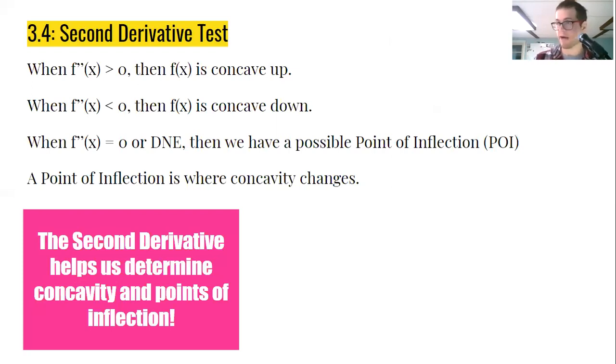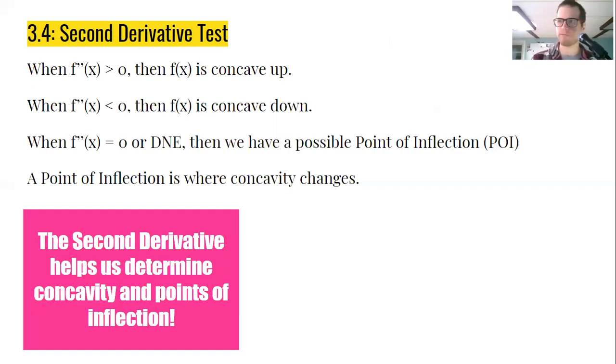So as you can see, when the second derivative is positive, f of x is concave up. When the second derivative is negative, then f of x is concave down. When it's equal to 0 or does not exist, it could be a point of inflection. So we don't call it a critical point for the second derivative. It's just a possible point of inflection.